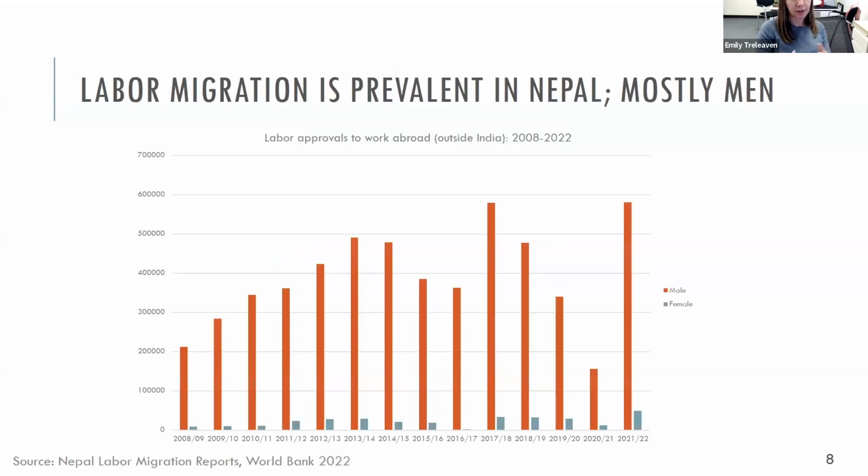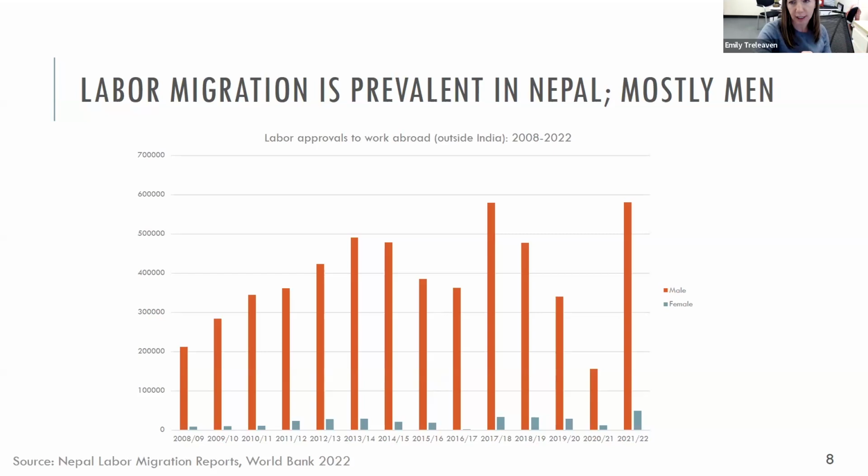And labor migration, as I noted, is highly prevalent. This graph shows the labor approvals to work abroad, excluding India, from 2008 to 2022. So we see a steady rise from the late 2000s to the mid 2010s. We did see a bit of a dip after the earthquake in Nepal in 2015, then a subsequent rise, and then decline again with COVID, but rates have increased again. As we see, men are in orange, who make up the vast majority of labor migrants, with women a much smaller proportion in green here.